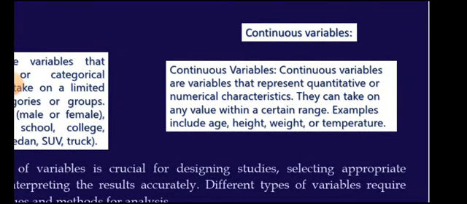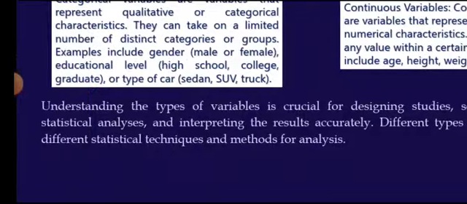Continuous variables are variables that represent quantitative or numerical characteristics. They can take on any values within a certain range. For instance, age, height, weight, temperature. In other words, when you take age, you can say between the young and the old, you will put the age bracket. If you're looking at height, you're talking about how tall they are. It's something that you can form within a particular range.